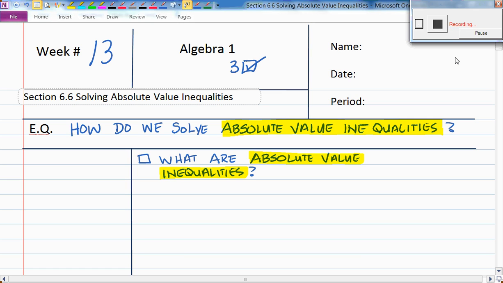Okay, Algebra 1. This is section 6.6. We're solving absolute value inequalities. And the essential question that we're going to try and answer today is how do we solve absolute value inequalities? So I'll give you a second to get the page.